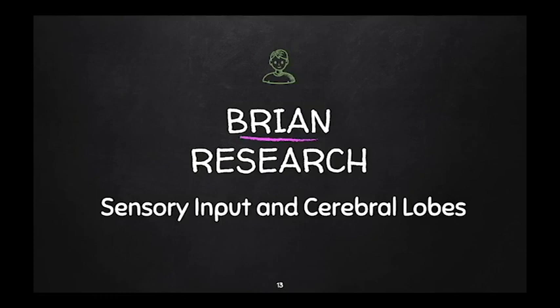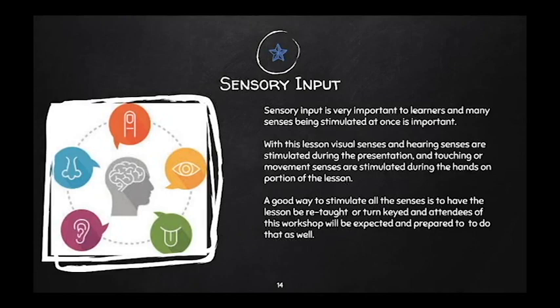So how does all this tie into the brain research we've been doing? We know that sensory input is very important to our learners, and many senses are going to be stimulated during this lesson. We have the presentations and the demonstrations, which are going to stimulate the visual and hearing senses, while senses such as touch and movement are being stimulated during the hands-on portion of the lesson. A great way to stimulate some sensory input is by asking our attendees to reteach this lesson to other people, and that is what we're doing with our turnkey request of our attendees. We're going to ask our attendees to take this content back to those who could not attend the lesson, and that's going to help them generate some good sensory input.